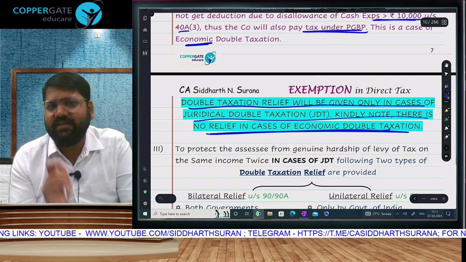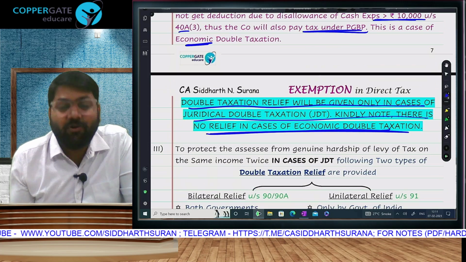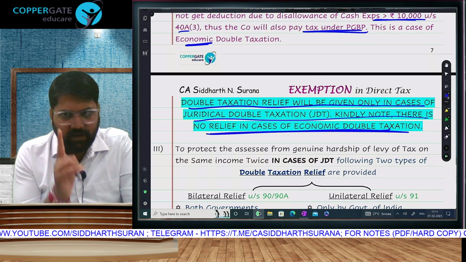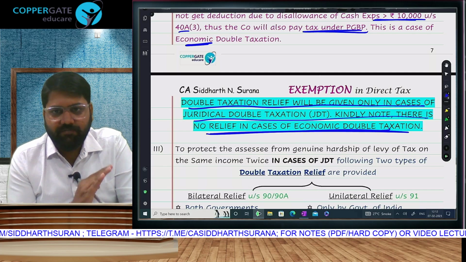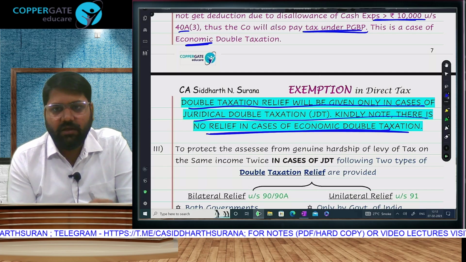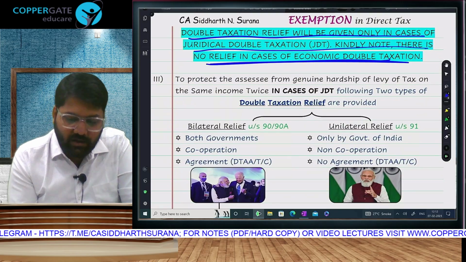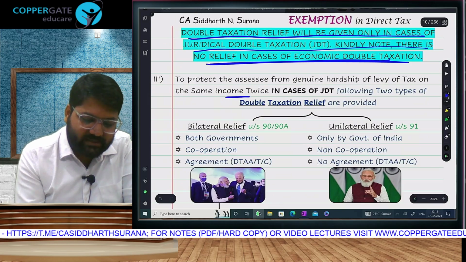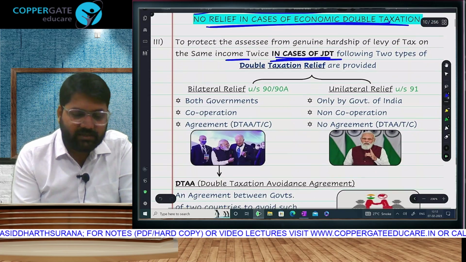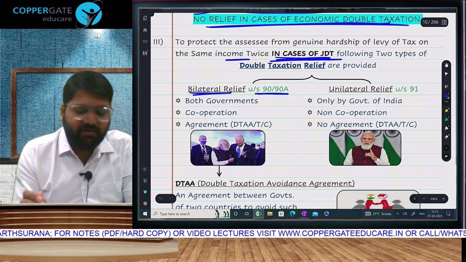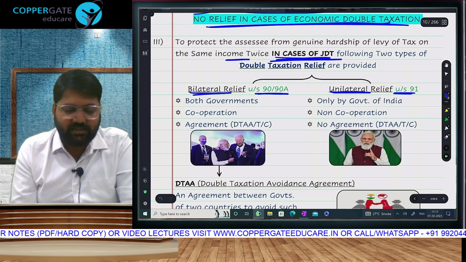Ladies and gentlemen, boys and girls, Deviyo Sajjano and Mitro, this clearly means that from now onwards, whatever relief part we will be discussing will be applicable only and only for juridical double taxation, because there is no relief in cases of economic double taxation. To protect the assessee from genuine hardship of levy of tax on the same income twice in juridical double taxation, there are two types of relief given in income tax. It can be bilateral relief under section 90 or 90A, or unilateral relief under section 91.